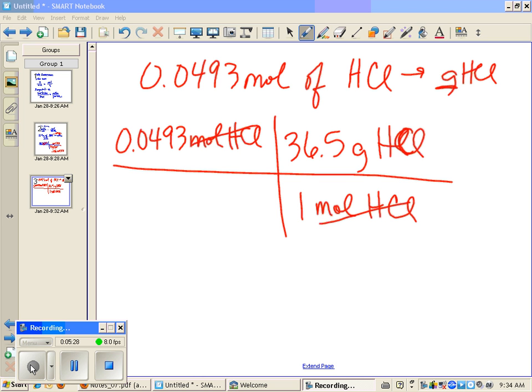So now I'm going to multiply because those two numbers are beside each other. So I'm going to say 0.0493 times 36.5, and I get 1.799, so I'm around that 1.80 grams of hydrochloric acid.